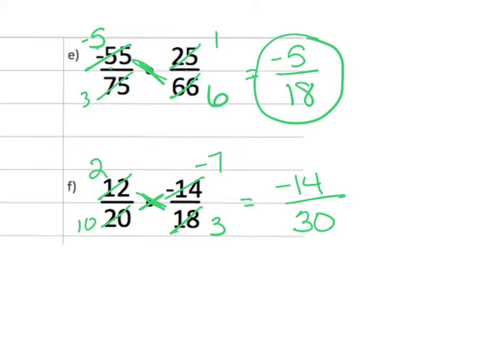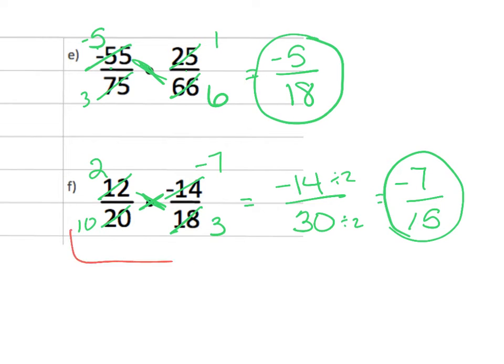Now, I can simplify again because I can divide both of them by 2. So I've got a -7 and a 15, which now I can't simplify anything more. There you go. So even though I simplified here first, I still may have to simplify again afterwards.